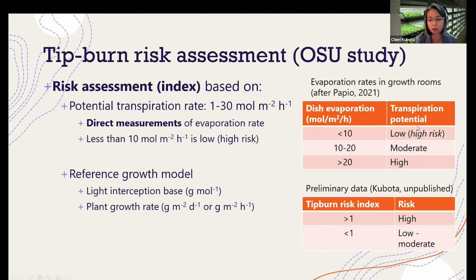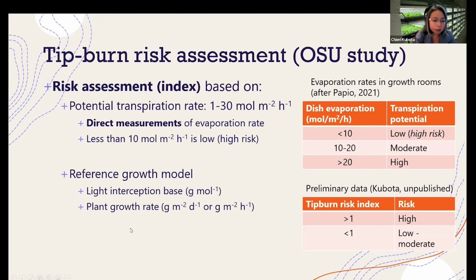So this is sort of our summary. Less than 10 moles of water per square meter per hour evaporation is quite low. Therefore, there might be high risk when growth is meeting that supply. Greater than 20 is good because it's quite high.